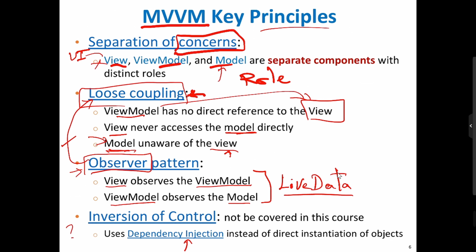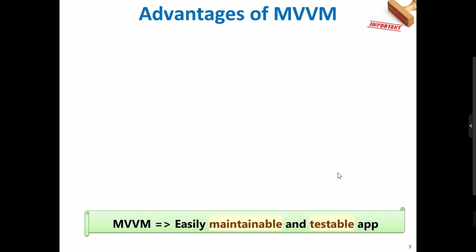But these are the principles that we need to keep in mind and follow when we are implementing an MVVM-based application. So I hope it's clear. And why are we doing all of this? We're doing all of this for one major goal: to make our apps easy to maintain and easy to test. How is this achieved?